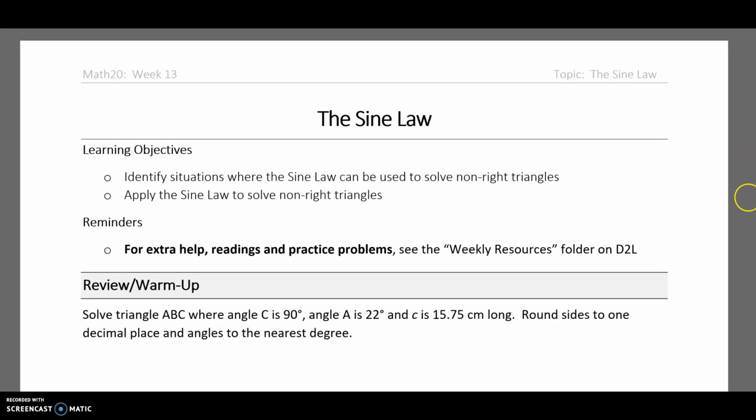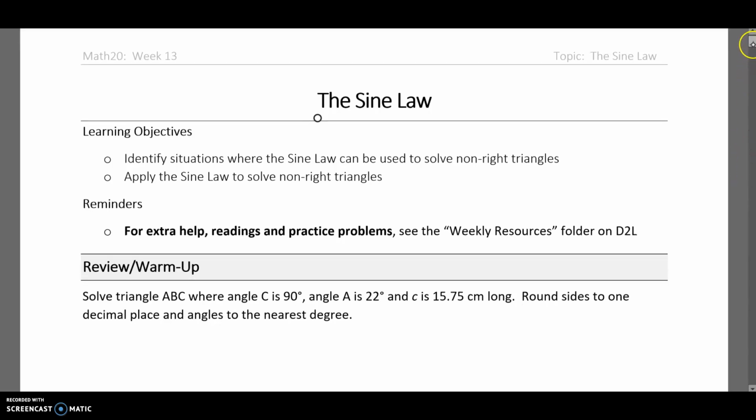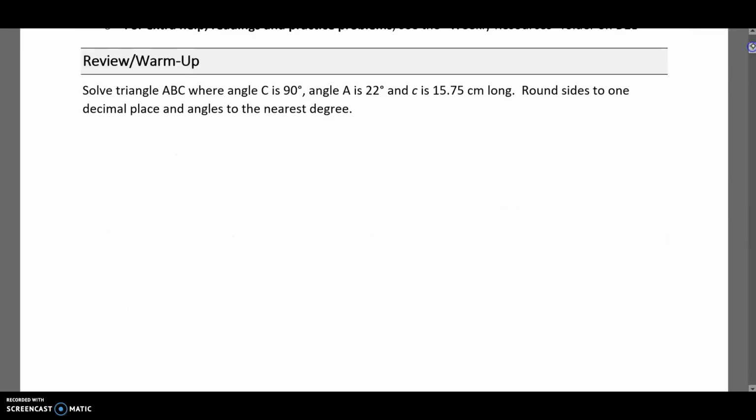Before we get into talking about the sine law, we'll just quickly review solving right triangles. And then for the rest of this week and next, we'll be focusing on solving non-right triangles. So as a review, try this question. We have triangle ABC where C is 90 degrees, so we know it's a right triangle. And we're also given angle A and side C. We can start with a sketch.